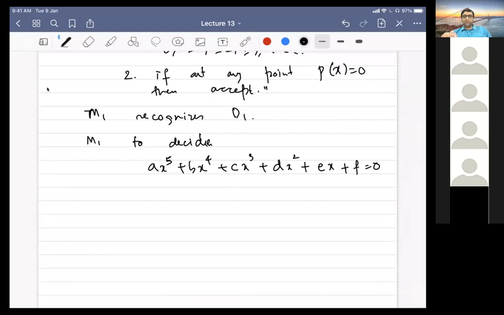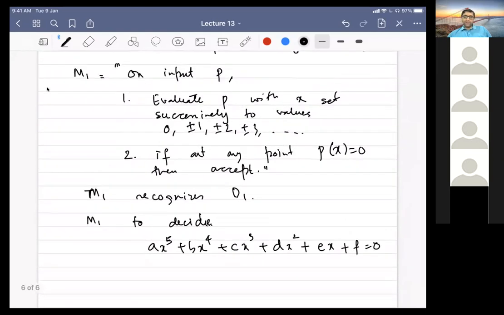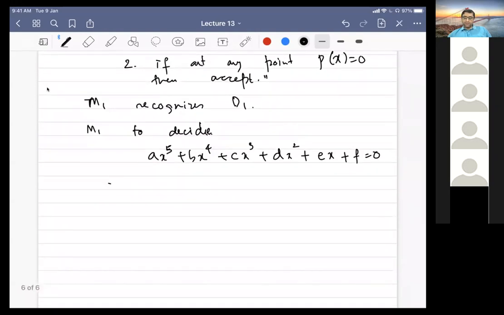So it was well known to mathematicians. Anyway, we know that this machine M1 recognizes D1, it does not decide, but we will make small changes in this machine, and then it will start deciding, rather than recognizing it. But we will do it after the break. It's 7:35, so let's all come back around 7:50.